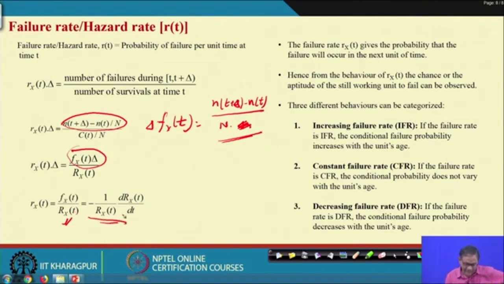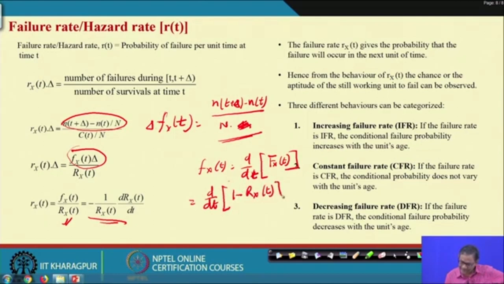Next, how are you getting this? Because ultimately, what is f(t)? f(t) is the derivative d by dt of its cumulative function F(t). What is that F(t)? That is 1 minus R(t), because F(t) plus R(t) equals 1. So if you take the derivative, this will be 0 and this will be minus d by dt of R(t). So if you write it in this form, then h(t) will be minus 1 by R(t) into dR(t) by dt. That means the hazard rate in terms of reliability. Okay, that is the definition and the derivation of hazard rate.